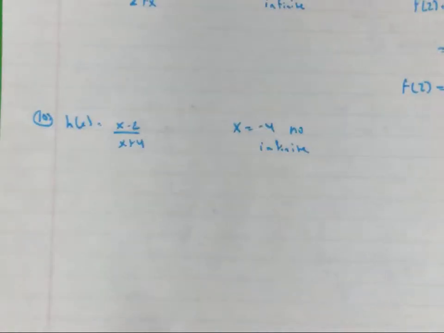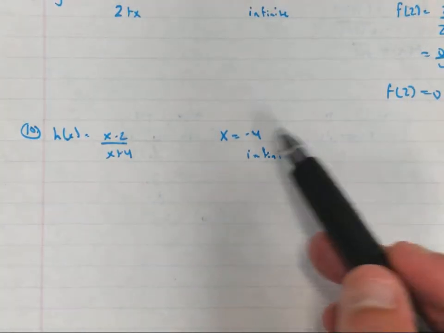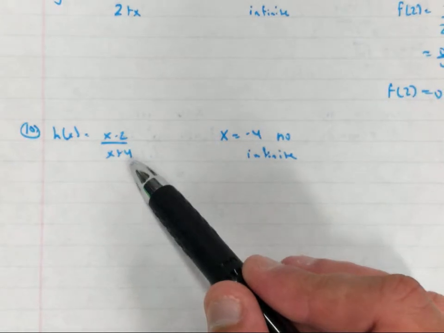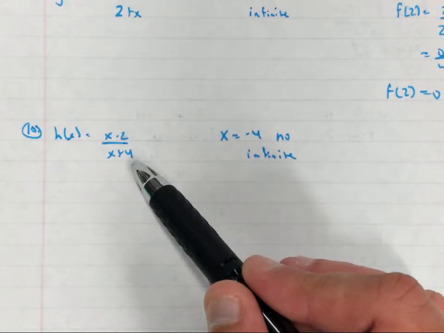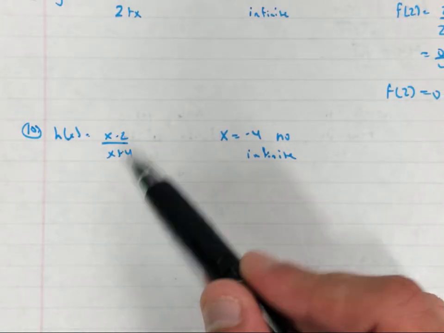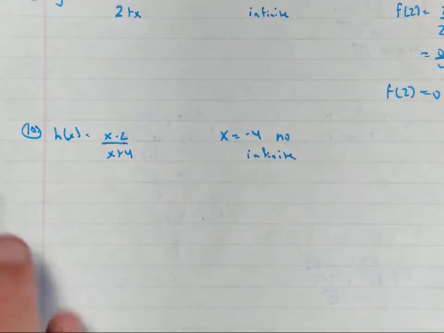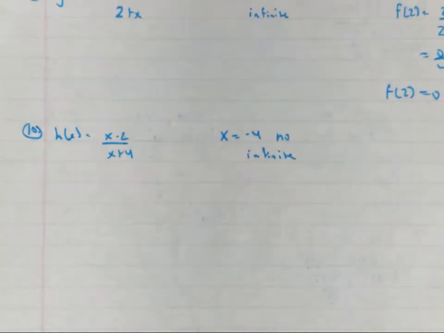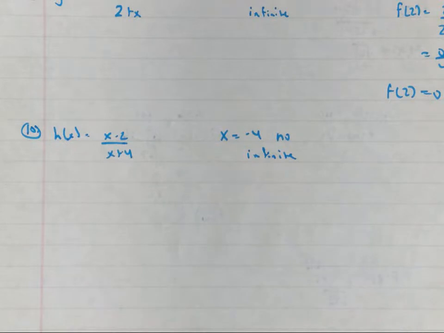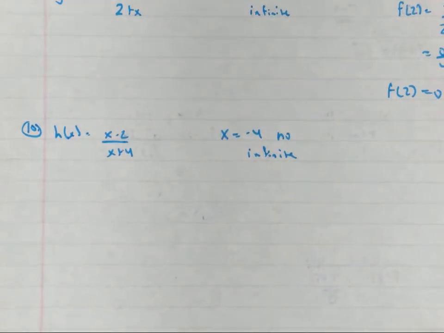And then finally, number 10, I take -4. I plug in and I get 0 in the denominator. So it's no. I cannot cancel it out, so it is infinite. What does infinite mean? There's a what at that moment? Asymptote. Yep. Are there any questions on your homework?